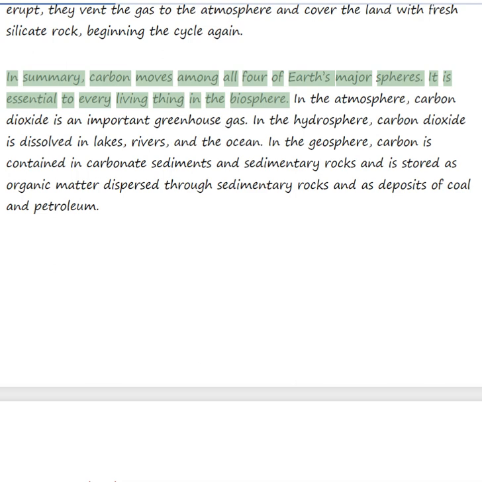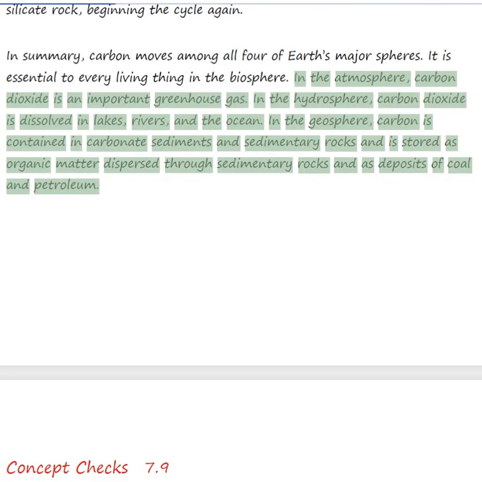It is essential to every living thing in the biosphere. In the atmosphere, carbon dioxide is an important greenhouse gas. In the hydrosphere, carbon dioxide is dissolved in lakes, rivers, and the ocean. In the geosphere, carbon is contained in carbonate sediments and sedimentary rocks and is stored as organic matter dispersed through sedimentary rocks and as deposits of coal and petroleum.